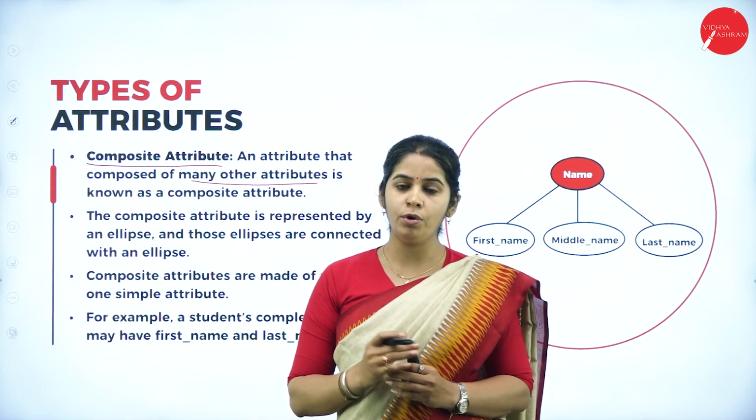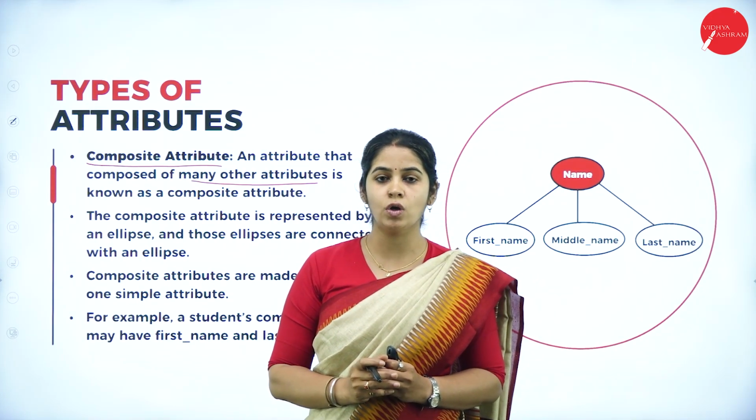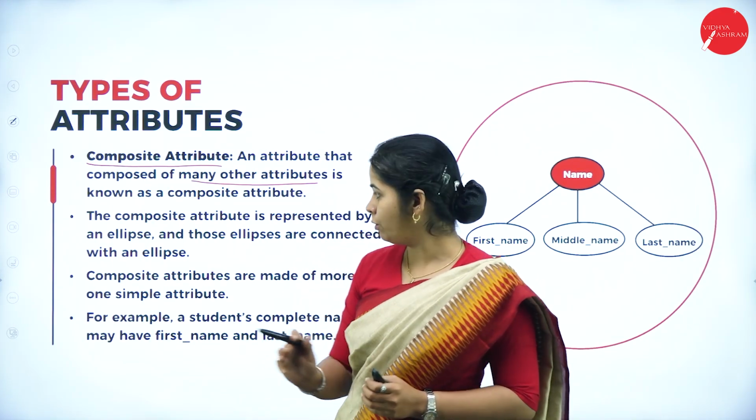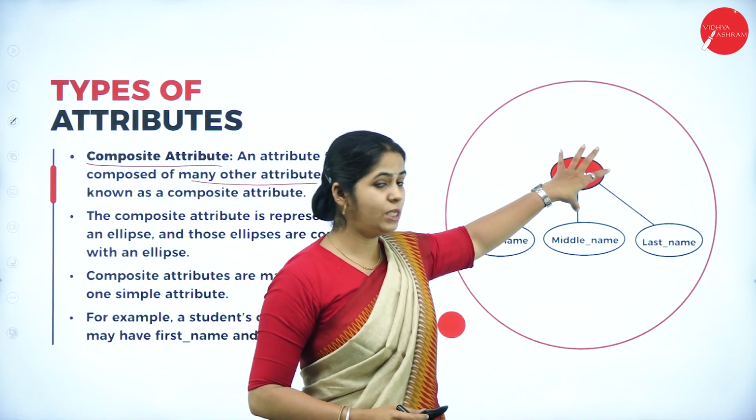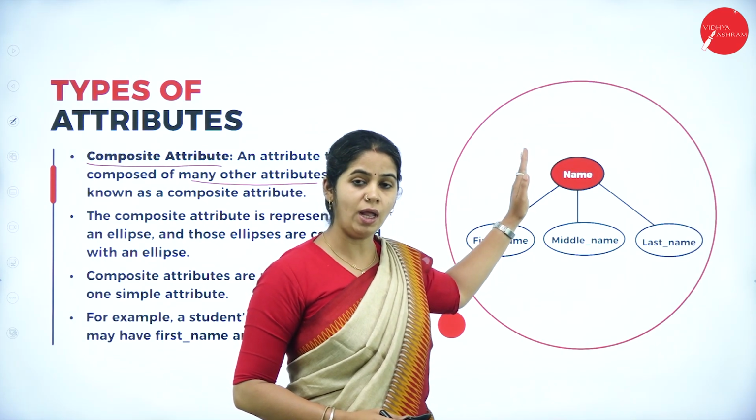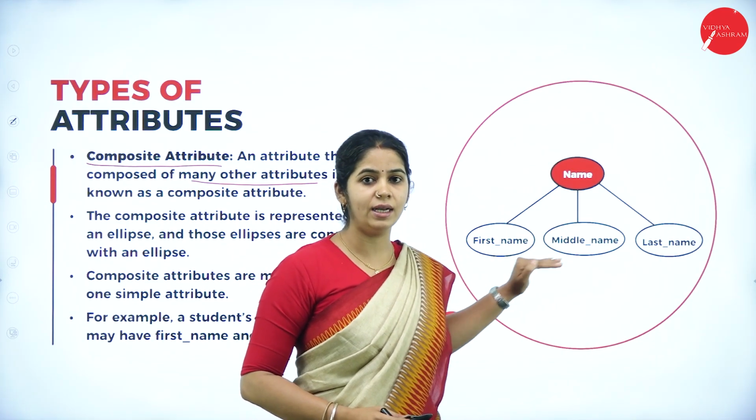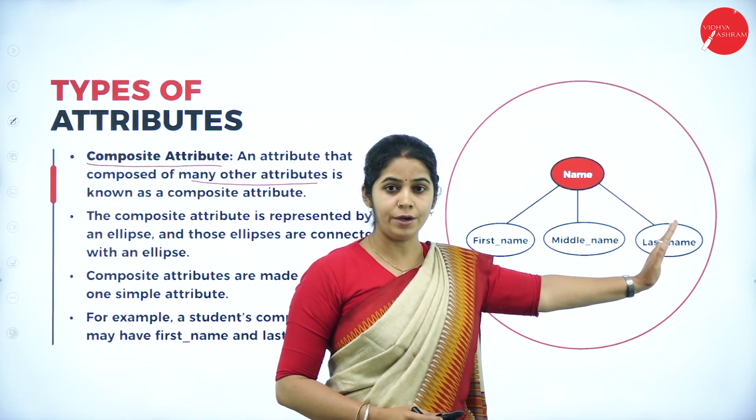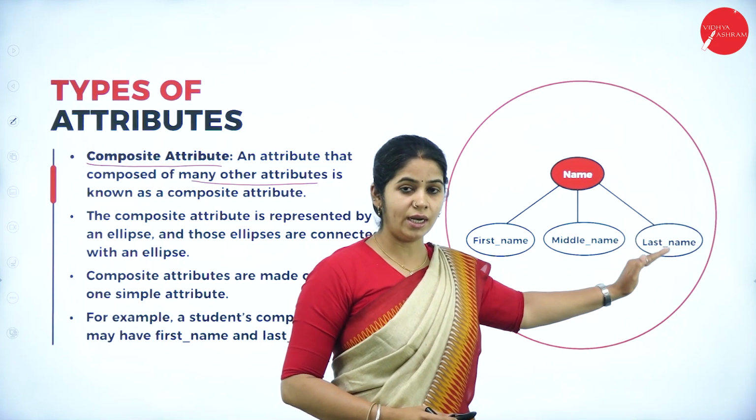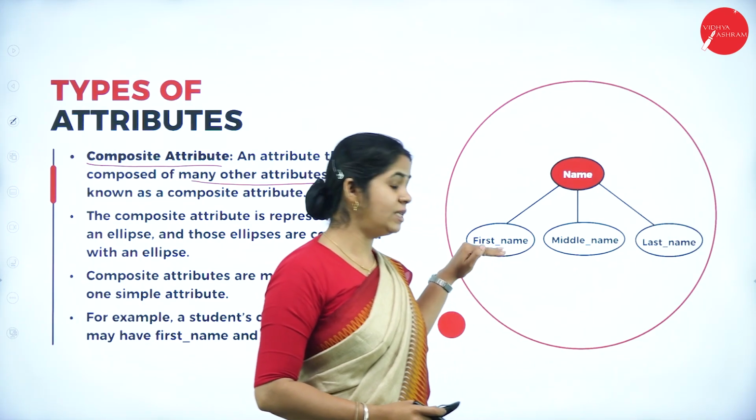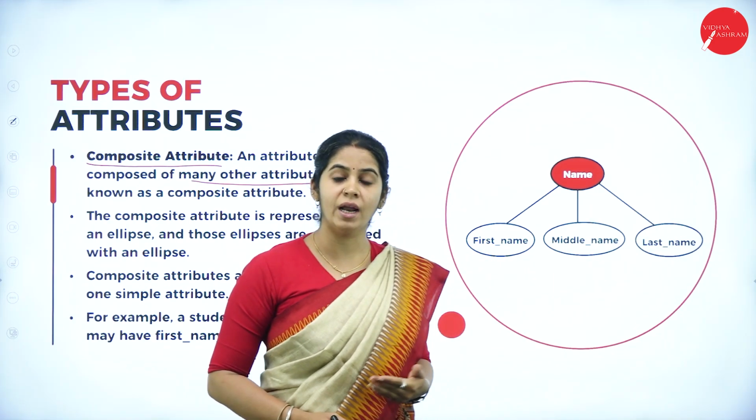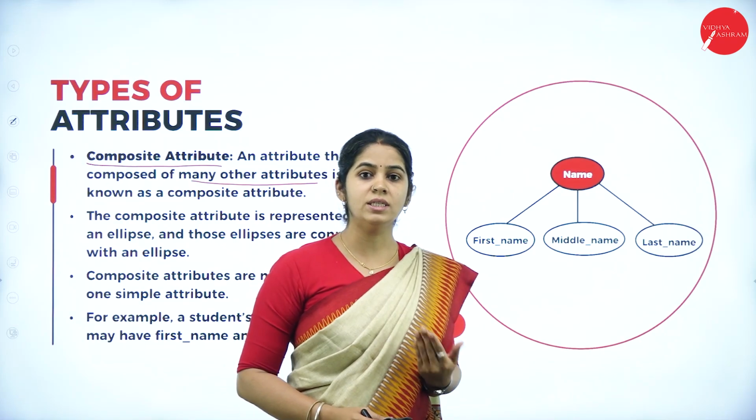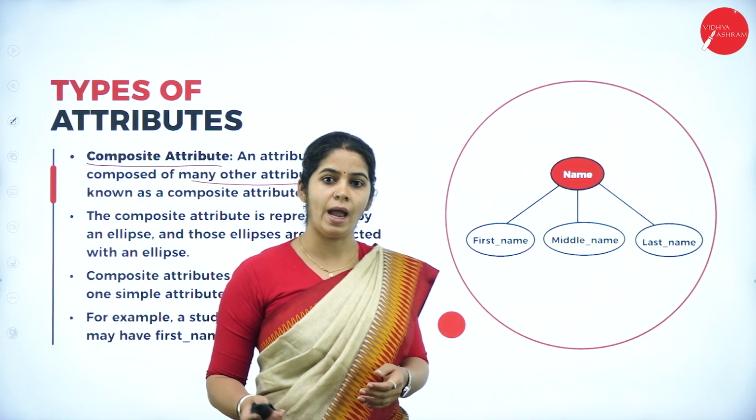Combining different attributes, we form one attribute that is called a composite attribute. Here you can see an example of a composite attribute. Name is one attribute, right? We can divide that name into different attributes again, so that is a composite attribute: first name, middle name and last name. Similarly, we can divide the address also. So address can also be a composite attribute.